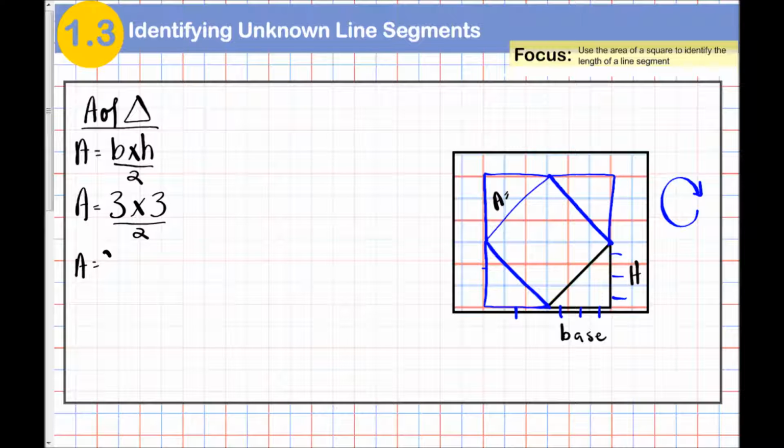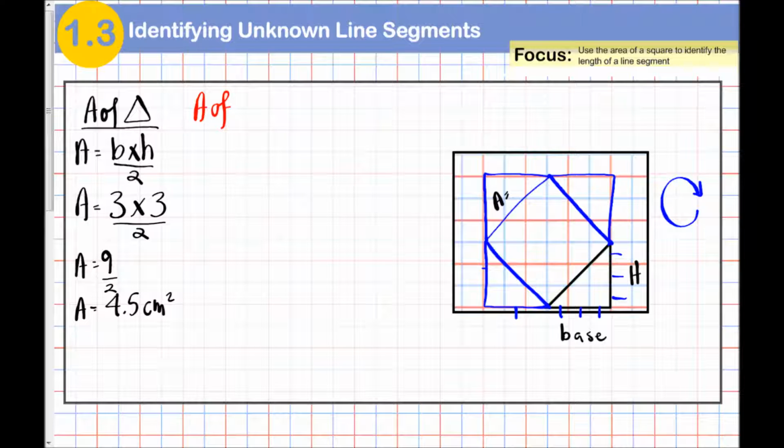3 times 3 is 9 over 2. The area equals half of 9, which is 4.5. We're going to call these centimeters squared. It's important to have the units, and it's also very important to make sure that you have it squared because we're talking about area.